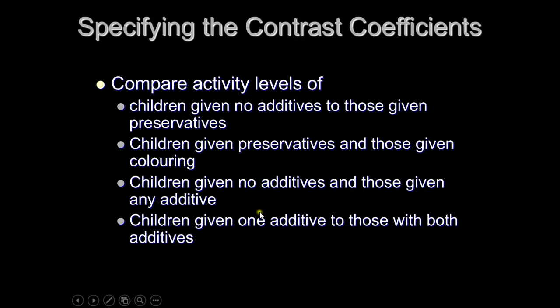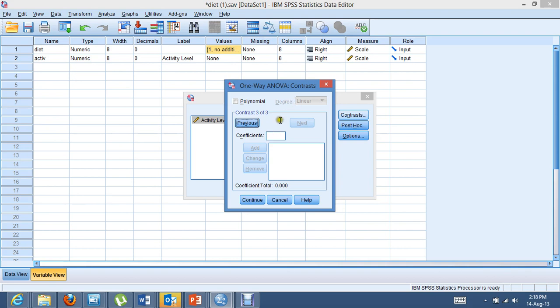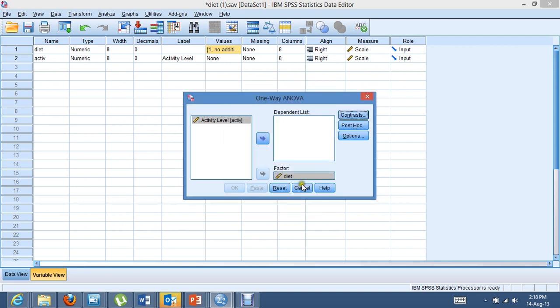The next one was children given no additives and those given any additives. We wanted to compare the first group to the second and the third group. So there's going to be -1 and -1 to the second and the third group. So the first group, no additives, has to be given a contrast coefficient of 2, so the contrast coefficients add up to 0. So when you're comparing one group to two groups, you must give a contrast coefficient of 2 to the one group and -1 to each of the other two groups, and then the fourth group gets 0 because it's not in the analysis.